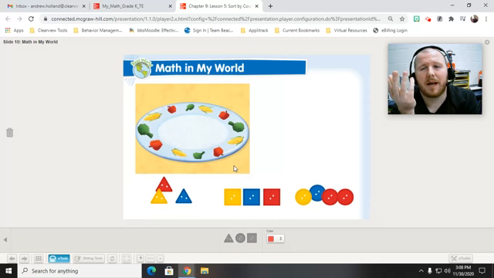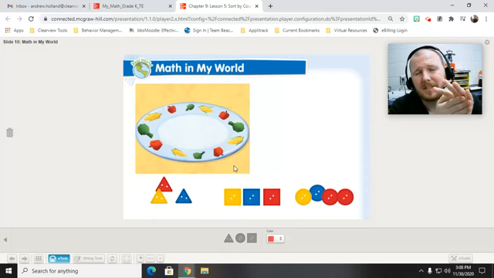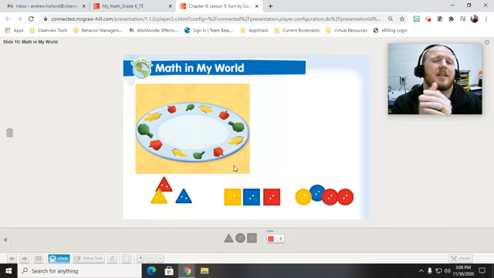Or like if you have Lucky Charms and you have the marshmallows, you could use those. If you have different coins, or even buttons at home, find something that has different qualities. If you don't have the same shapes of something, maybe it's colors, that kind of thing. But anyway, take a look at what they want me to do.